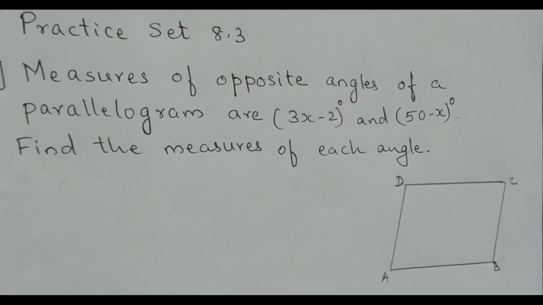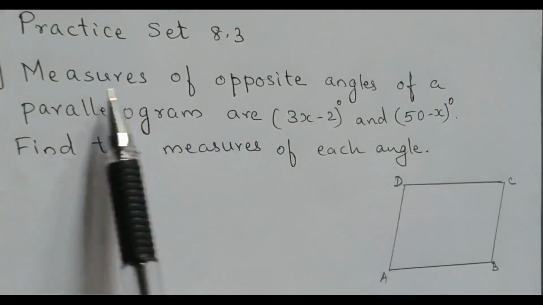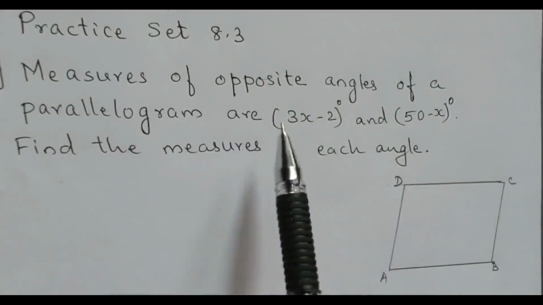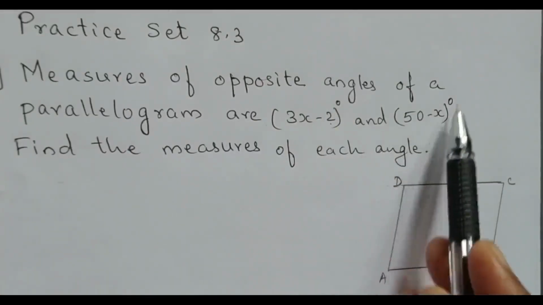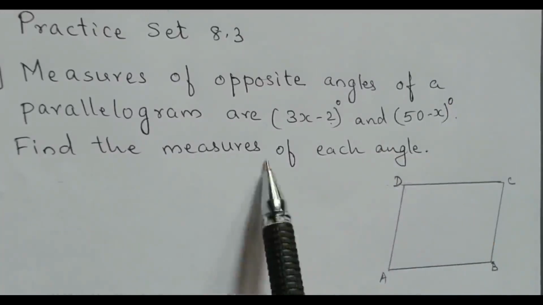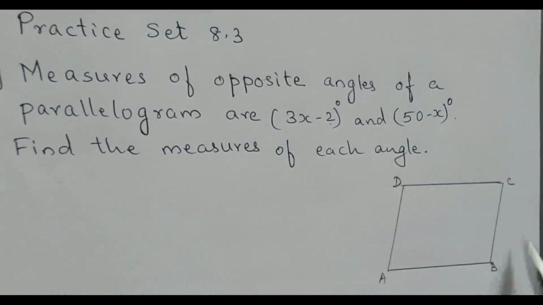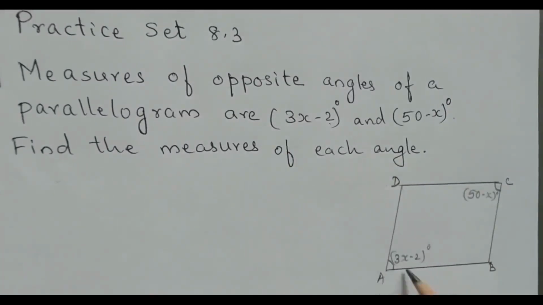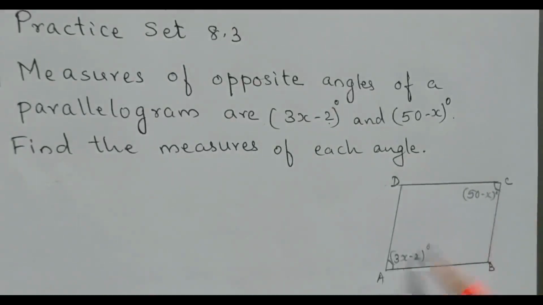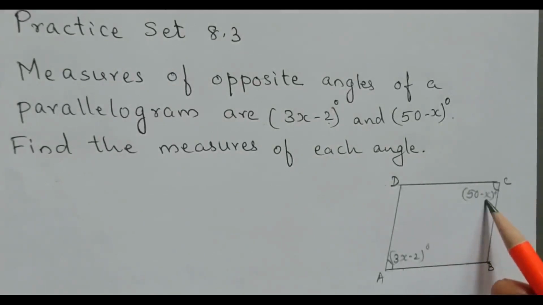Now let us see practice set 8.3, the first question. Measures of opposite angles of a parallelogram are 3x minus 2 degree and 50 minus x degree. Find the measures of each angle. So let's take the parallelogram as ABCD. So let us take angle A as 3x minus 2 degree and the angle opposite to A, that is angle C, as 50 minus x degree.